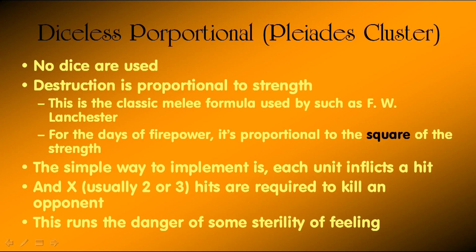But the games I'm thinking about generally are pre-gunpowder, certainly pre-big firepower, and so proportional to the actual strength works out well. The simple way to implement this is each unit inflicts a hit, and X hits, usually 2 or 3, are required to kill an opponent. To be exactly equivalent to Britannia, where a normal is 1/3 of a hit, you need 3 hits to kill an opponent.